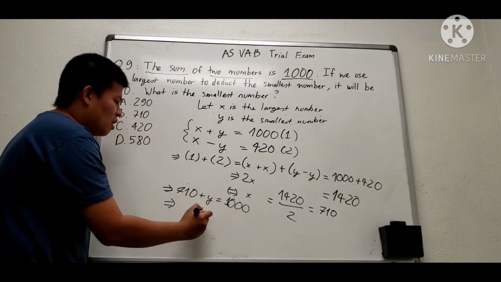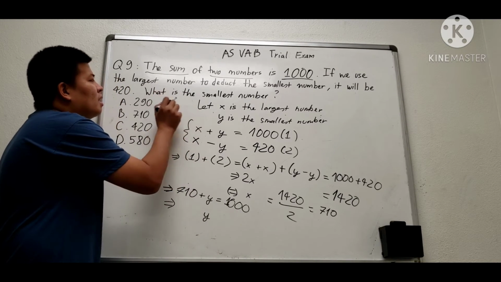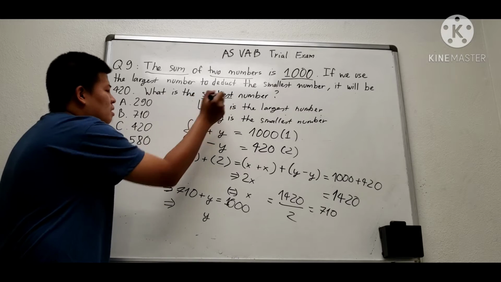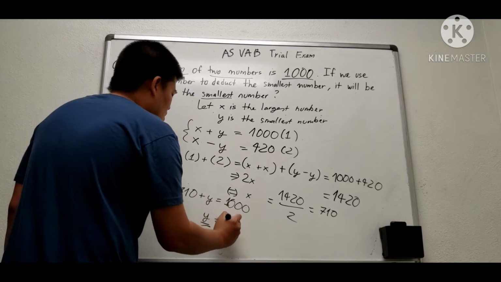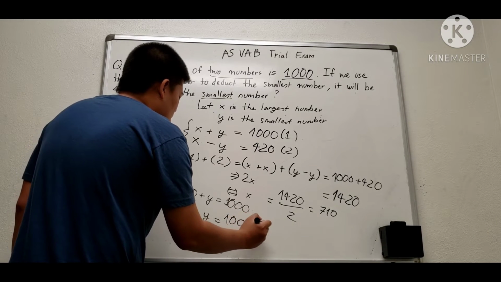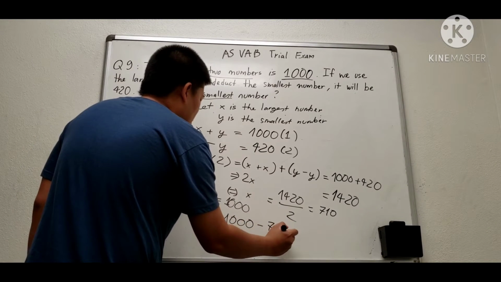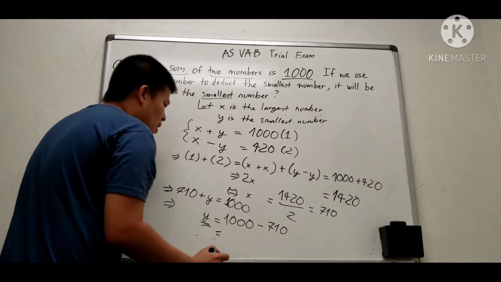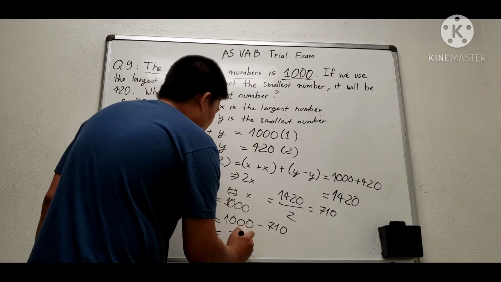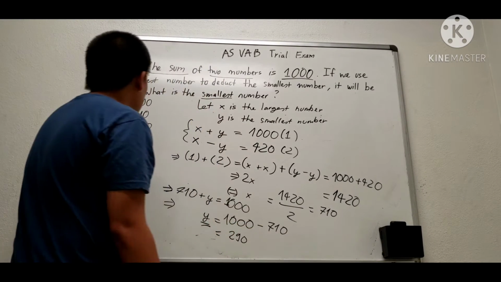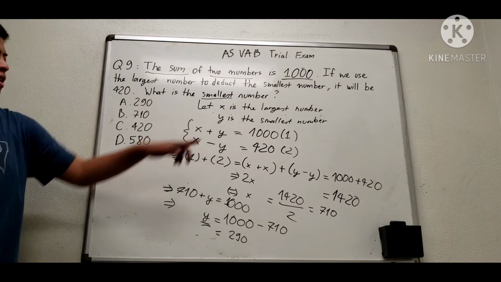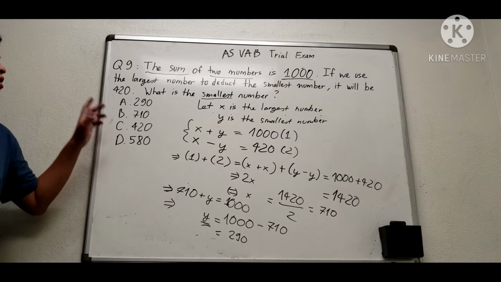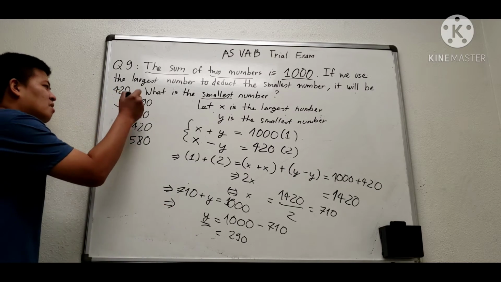Now we just find Y, because they ask what is the smallest number. So we need 1000 minus 710, which is 290. After we find Y, which is the smallest number, the answer for question 9 is B.